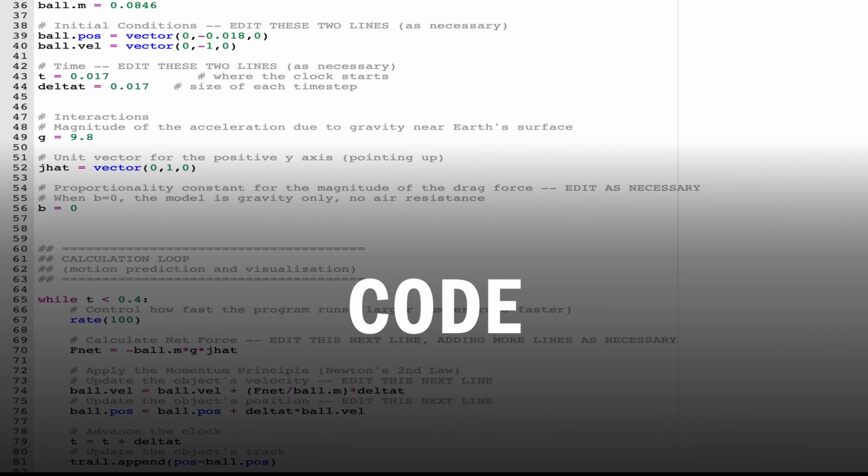Okay, so this is the code for it. I changed the mass to 0.0846 and then the initial position to 0, negative 0.018, 0. And then I changed the fnet. I changed fnet to negative ball.m times g times j hat, which is equivalent to the gravity force. And because there is no drag force in this one, that's the net force. And I used the velocity update formula, ball.vel equals ball.vel plus fnet over ball.m times delta t, and the position update formula below that.